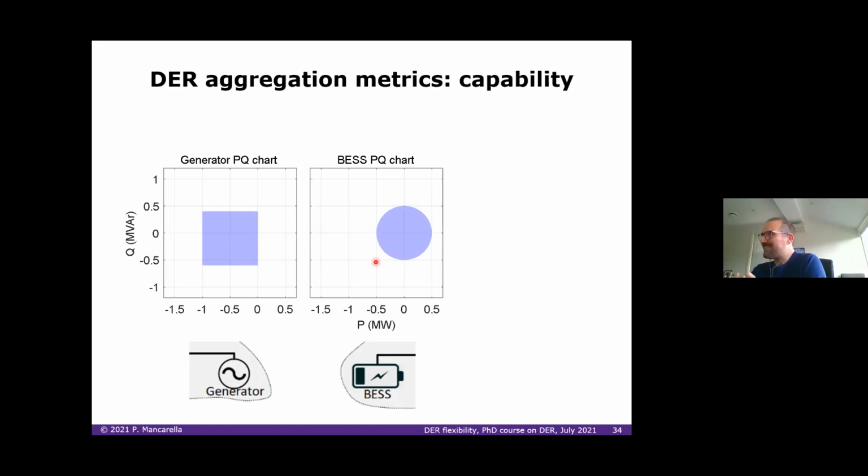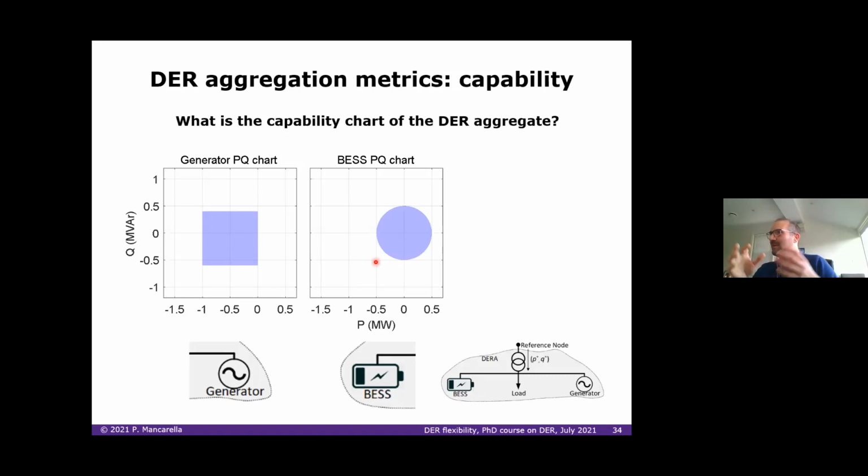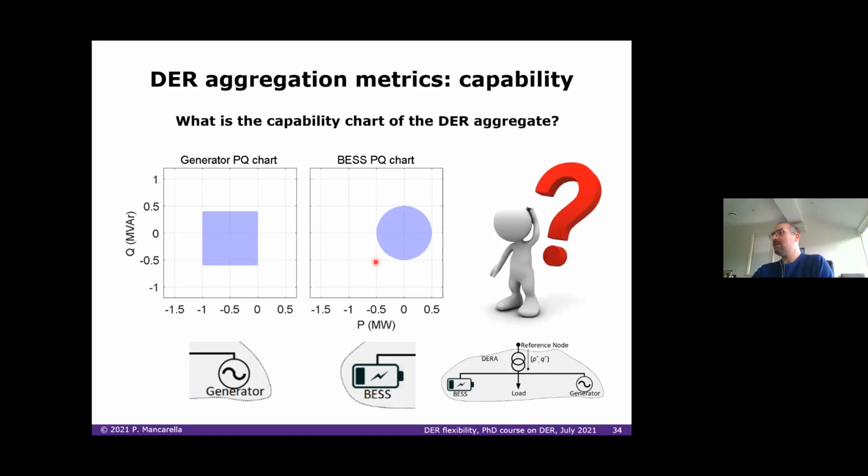Now, the question is, what is the aggregation of this? When I aggregate these two resources, they are the controllable ones. If demand is fixed, demand overall is only shifting the regions in terms of active and reactive power, but it is not controllable per se, at least in this case. So what is the aggregation of these two controllable resources? What is the flexibility I can get? How do I sum these two regions mathematically?